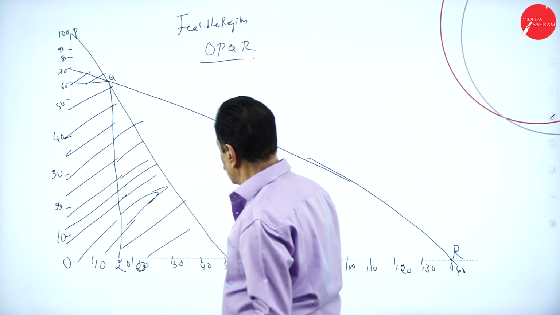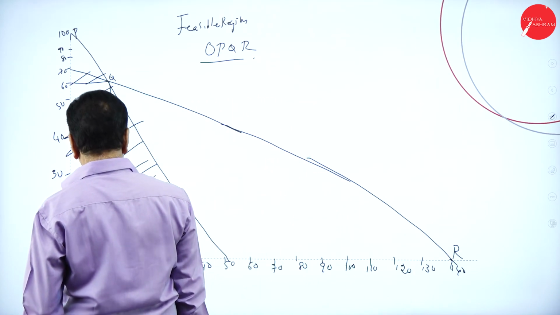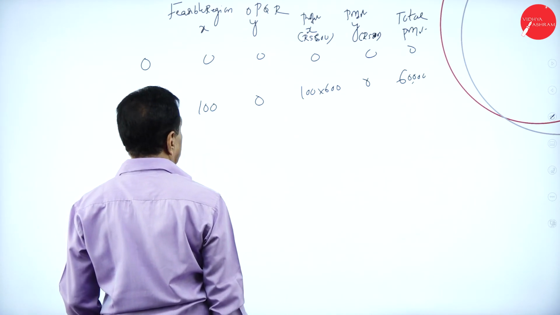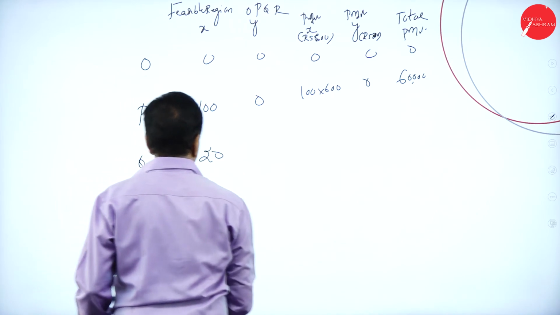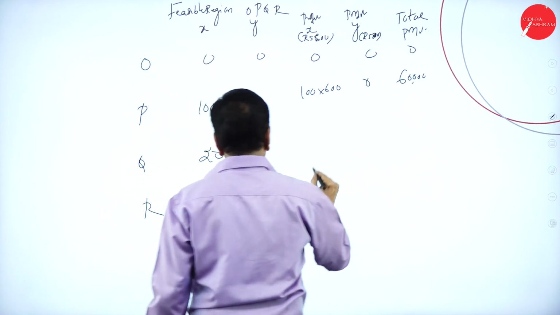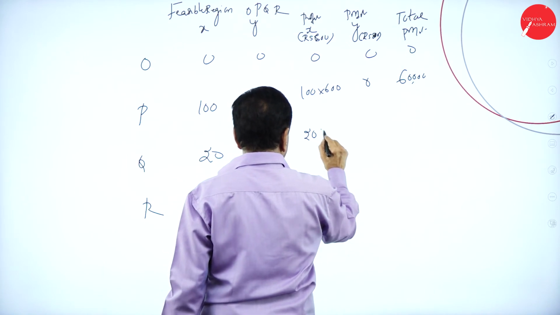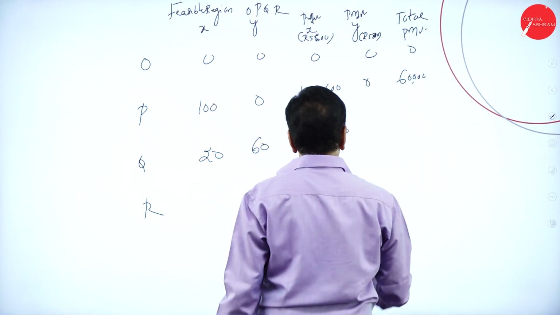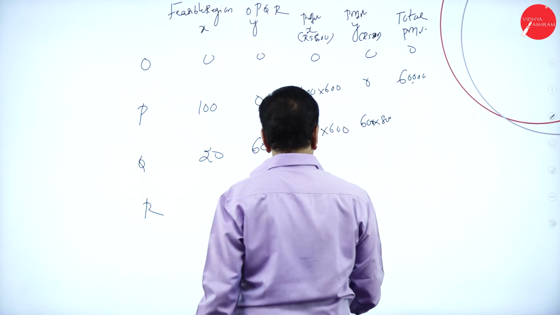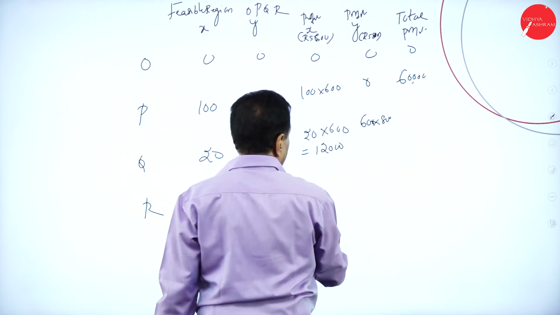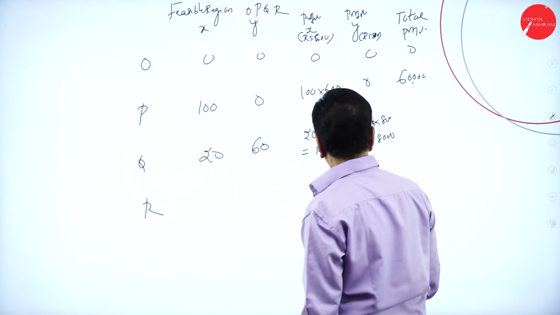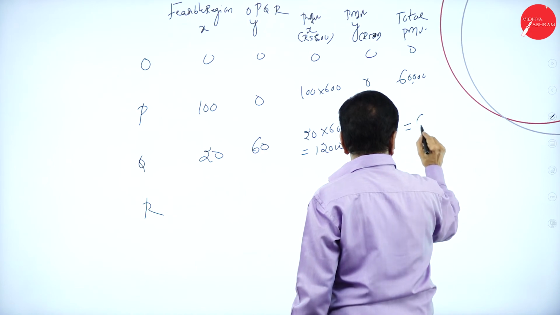Then at the point Q, X is 20, Y is 60. So this is 20 into 600, then 60 into 800. 12,000 plus 48,000, these are also 60,000.